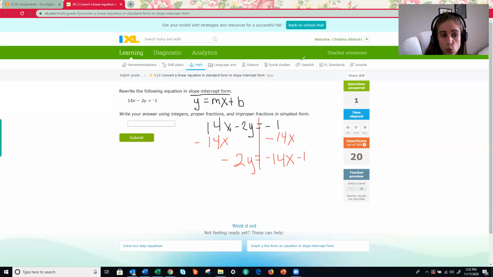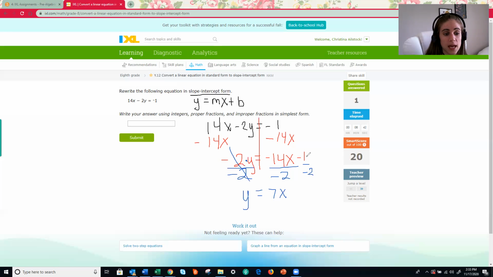All right, we're getting closer. We're getting warmer. Our x is now on the right, like it should be. But that negative 2 is in the way. I need my y to be by itself. What's the inverse? Division. Negative 2 times y. The inverse of multiplication is division, which means everything is going to be divided by negative 2. Negative 2 divided by negative 2 is a positive 1. Negative 14 divided by negative 2, positive 7. So this time our slope is not a fraction.